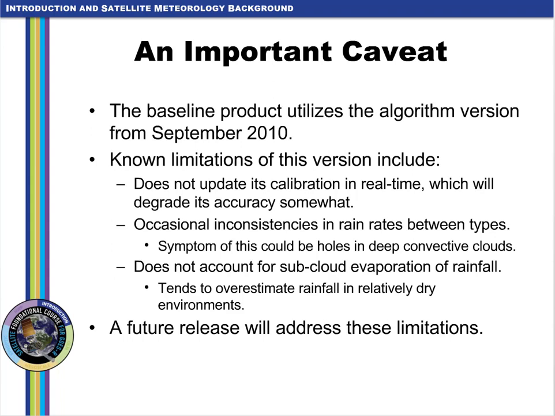It's important to keep in mind that the baseline product utilizes the algorithm version from September 2010. Known limitations of this version include that it does not update its calibration in real time, which will degrade its accuracy somewhat, and occasional inconsistencies in rain rates between types, a symptom of which could be holes in deep convective clouds. Also, it does not account for subcloud evaporation of rainfall. It tends to overestimate rainfall in relatively dry environments. A future release will address these limitations.